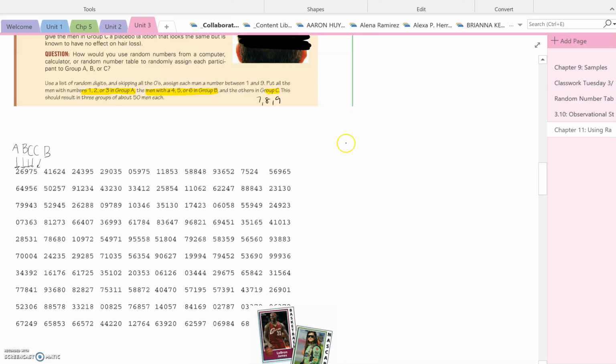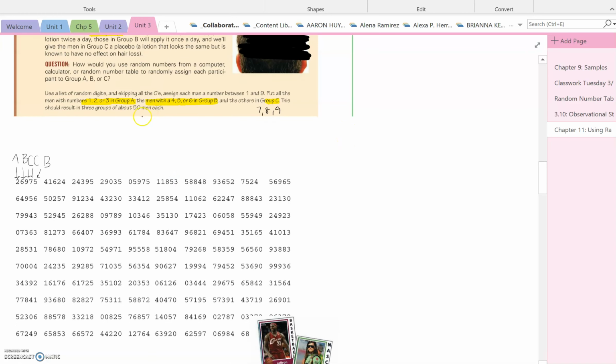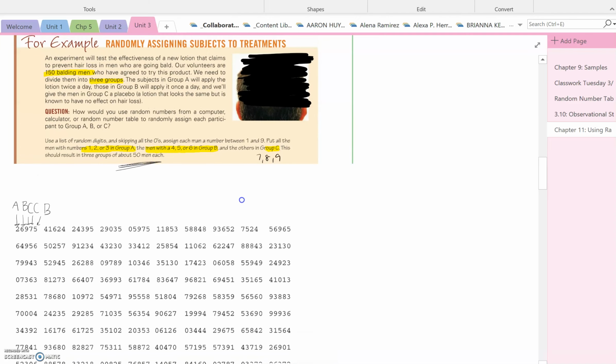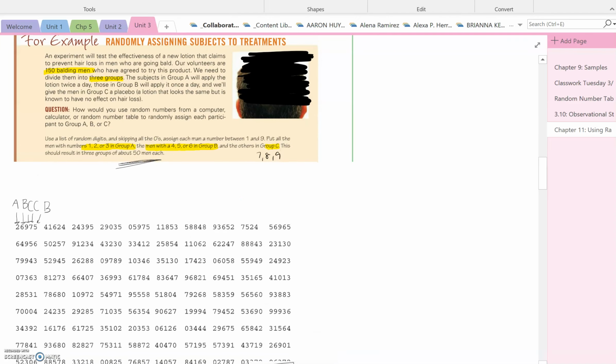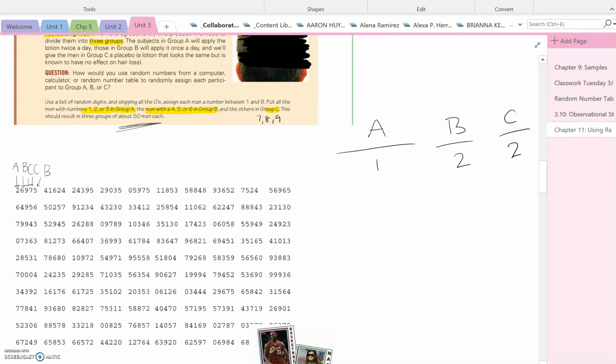One thing we need to take into consideration is that we want about 50 in each group because we want our groups to be even. In case you end up with like 70 men in one group, you would want to try again and make sure that you're getting about 50 in each group, because you want your groups to be pretty much the same size. But so far, Group A has 1 person, Group B has 2 people, and Group C has 2 people. So you would just keep going with this random generator, looking at the numbers and putting men into groups until you get all the way to 150 total people.